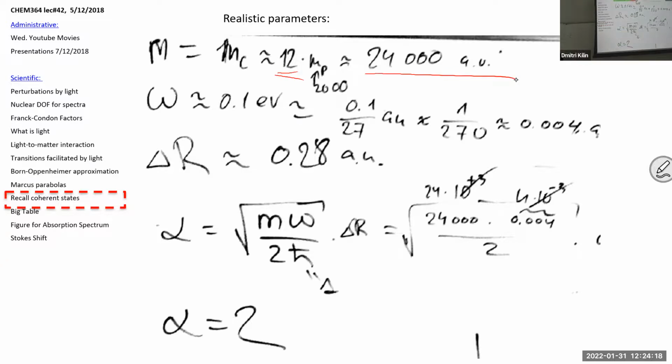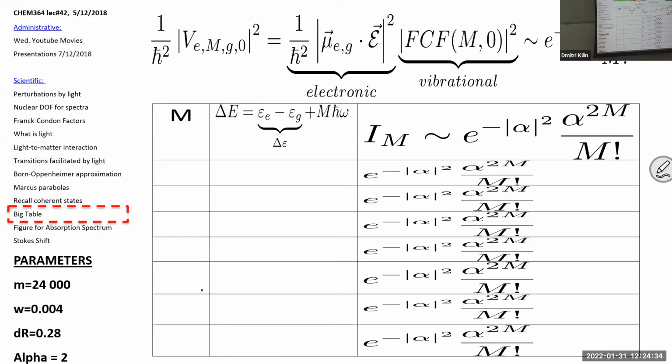So if you plug these numbers here, we can get this alpha factor and use it into the Roy-Glauber equation for coherent states. In fact, I made up these numbers to get number 2 here to make your calculations easier. My pleasure.